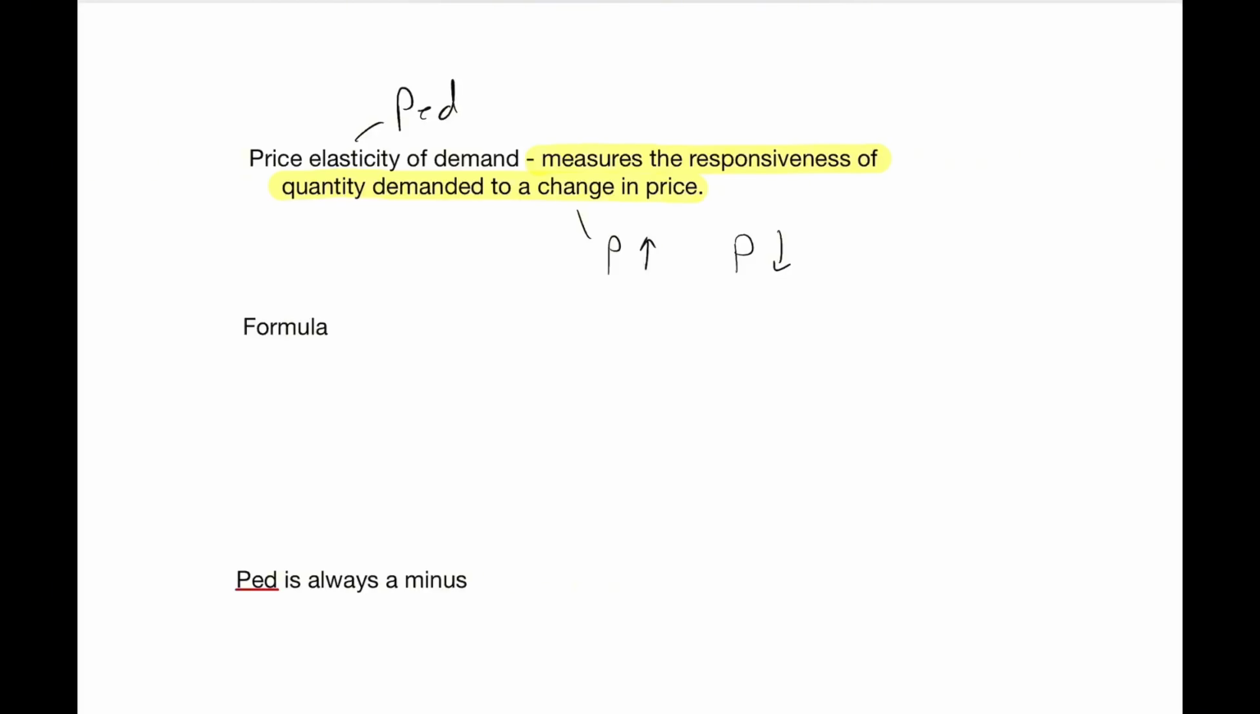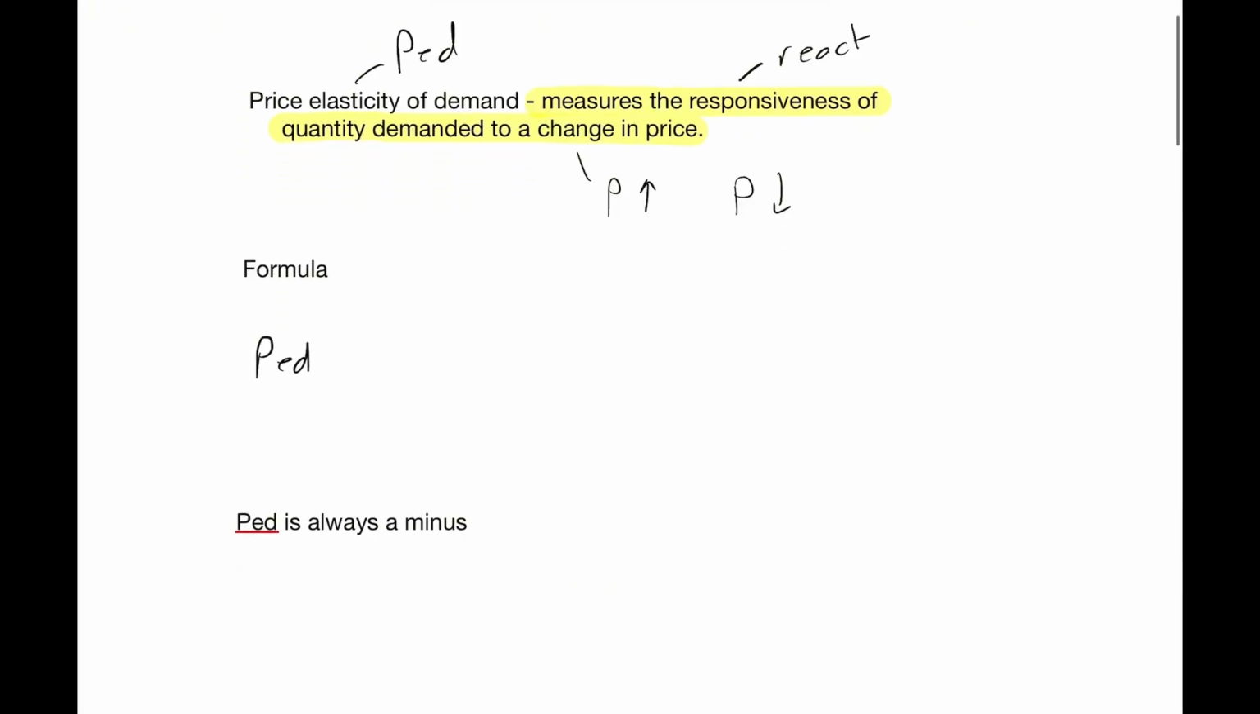How responsive are households and consumers? How do they react to a change in price of the product? The formula for PED is the percentage change in quantity demanded over the percentage change in price, okay? Remember, the triangle is the delta sign for a change. So it's the percentage change in quantity demanded over the percentage change in price.